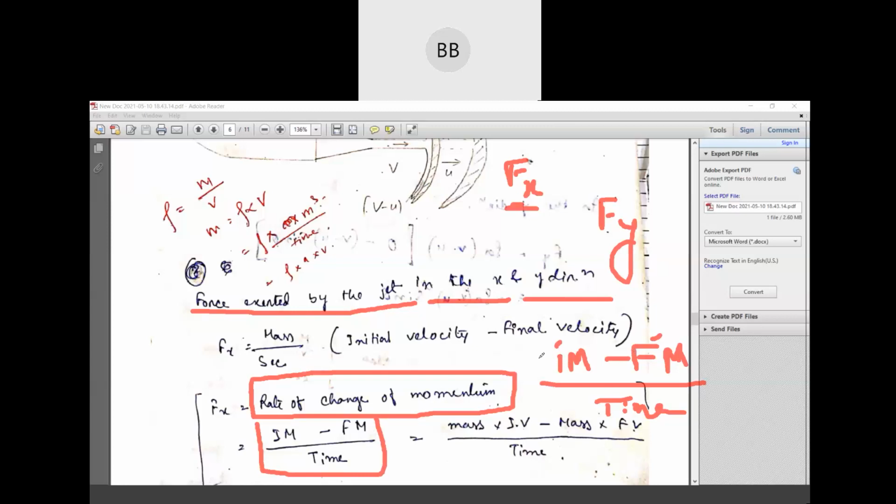So now momentum, we know, is mass into velocity. So initial momentum will be your mass into initial velocity, minus mass into final velocity, divided by time.